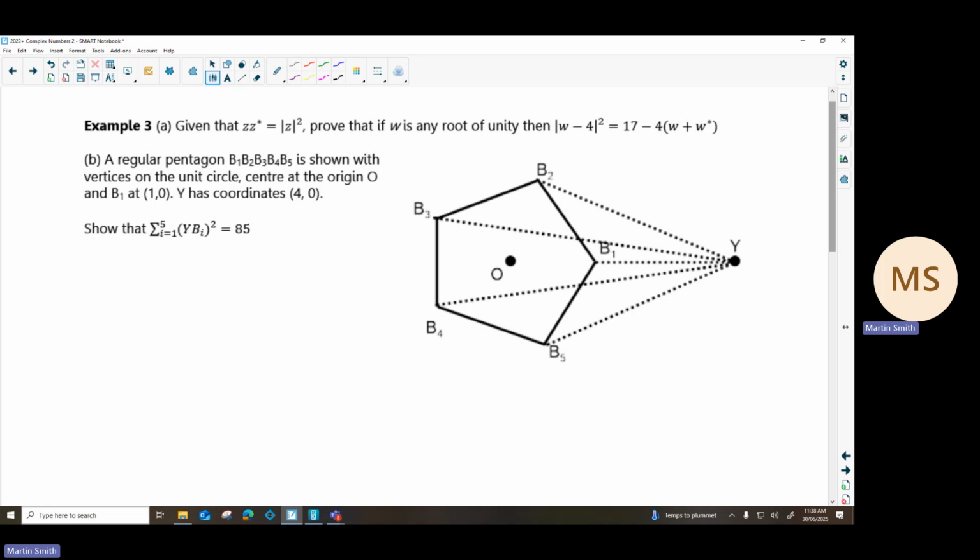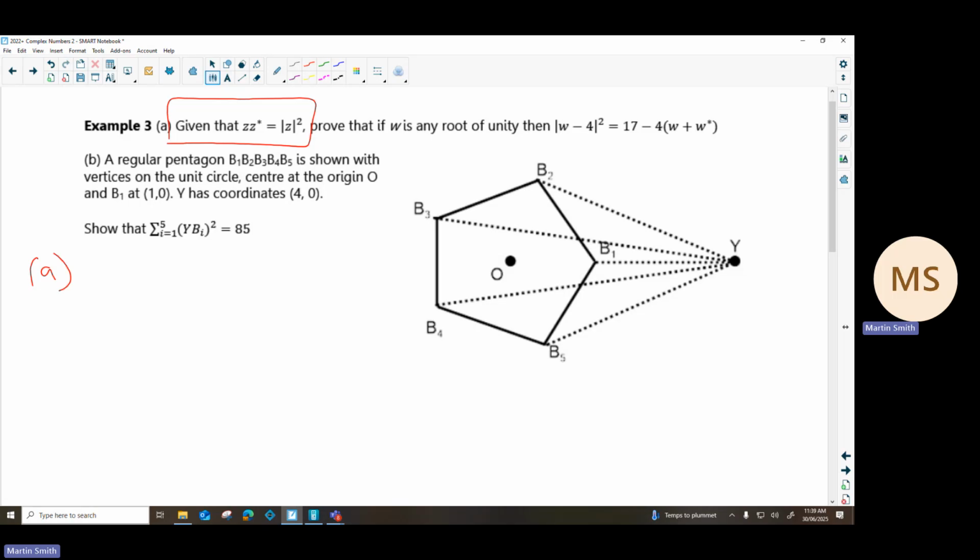Part A is difficult and part B is difficult. I'll try to go through it as carefully as I can. So part A, we are first of all told, given that the following is true: Z times Z star, where star is the complex conjugate of Z, is mod Z squared. So we're telling you that fact.